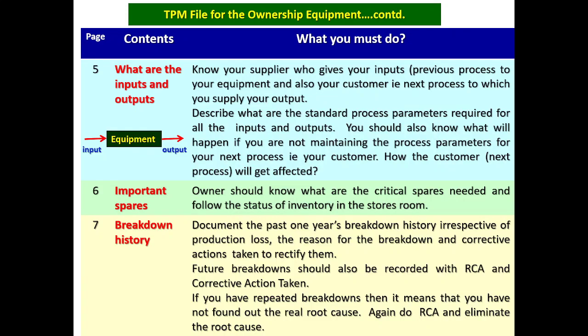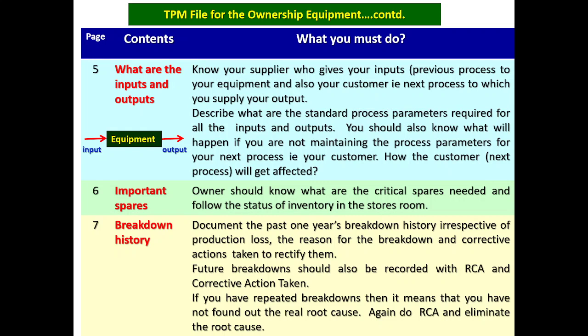The owner should also know what is the input and output of his equipment. He must also know who is his supplier, who gives the inputs, that is previous process to equipment, and also his customer, that is next process to which he supplies his output. You should document what are the key process parameters required for all the inputs and outputs for maintaining quality and production. Owner should also know what will happen if he is not meeting the process parameter for his next process, that is for his customer.